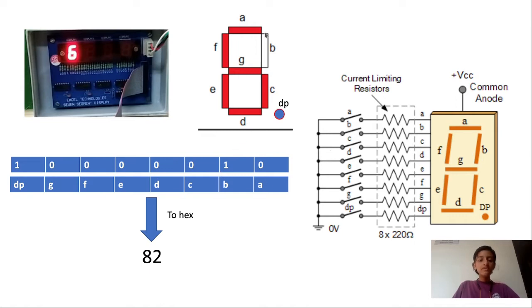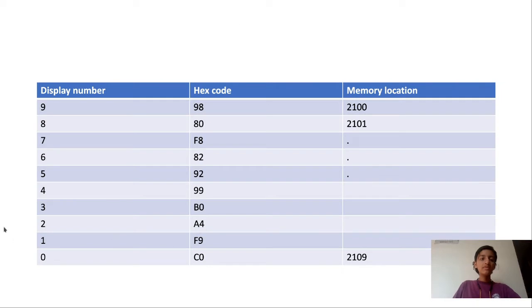So for example, if we want to display a 6 on the display as it is shown here, then we will start from 1, that is the decimal point shouldn't light up, then 0, 0, 0, 0, 0, 1 and a 0. Then we convert it to hex and we will get 82. In a similar fashion we get the hex codes for all the display numbers from 9 to 0 and then store them in the appropriate memory locations.